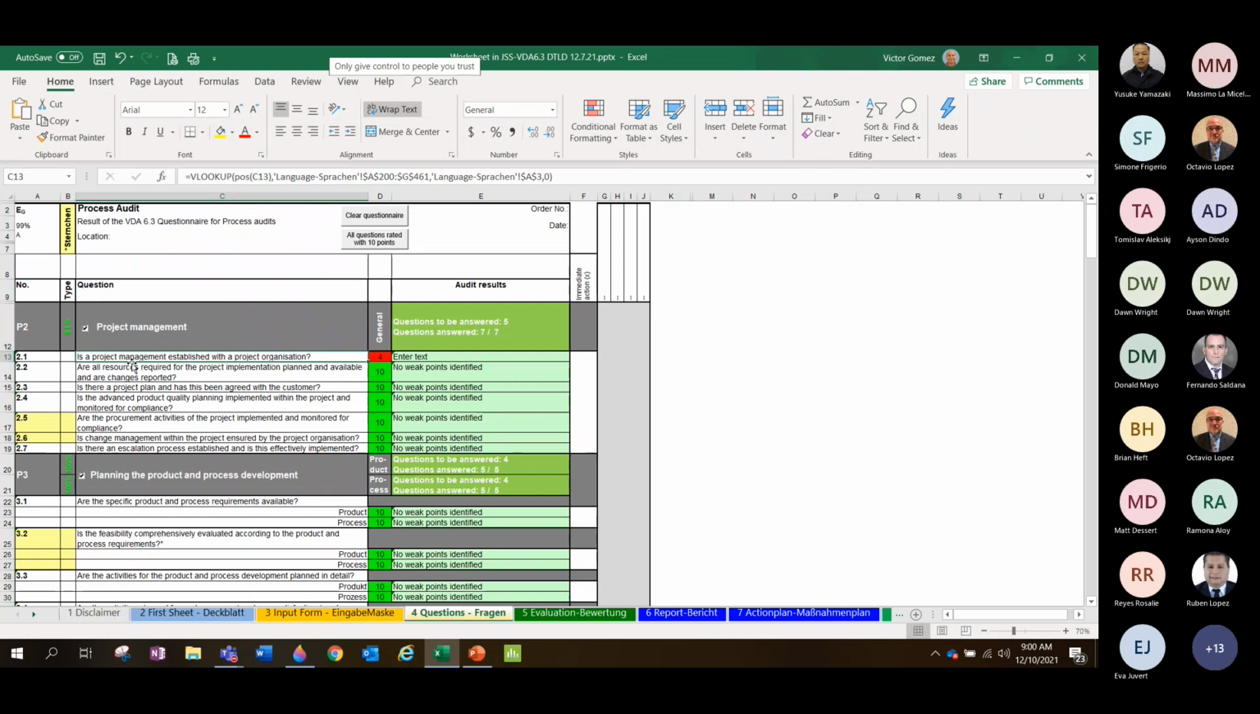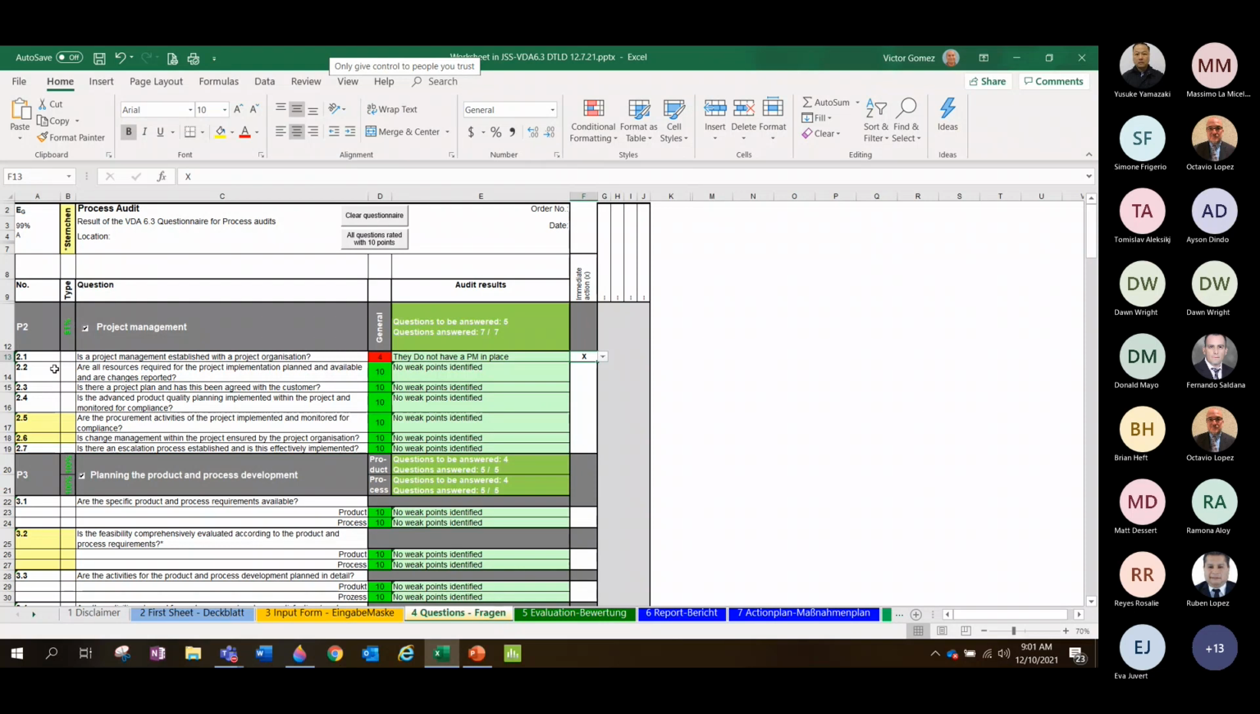The specific question will be: is a program management established with a project organization? No, they don't have a program management. We have a guy that is in engineering, but he does the program management at the same time. So the organization does not have a PM in place. That's going to be our finding. They have a 4, and for us it's an immediate action because it has a 4. They don't have a PM, and we are just in the process of awarding the supplier a new product, a new project.